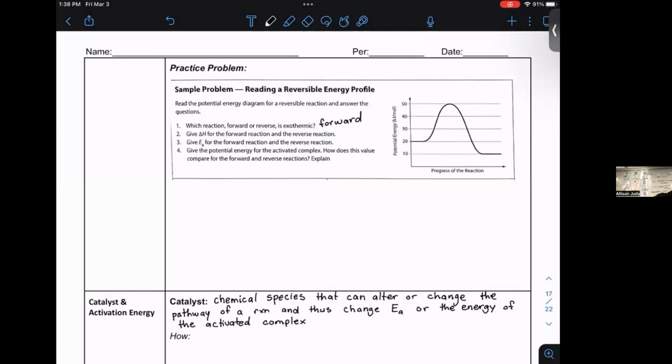What is the enthalpy for the forward reaction? And is it forward or reverse? Exactly. Okay, what is the activation energy for the forward and reverse? Yeah. And the potential energy for the activated complex is what? 50 joules per mole, forwards and backwards, right?